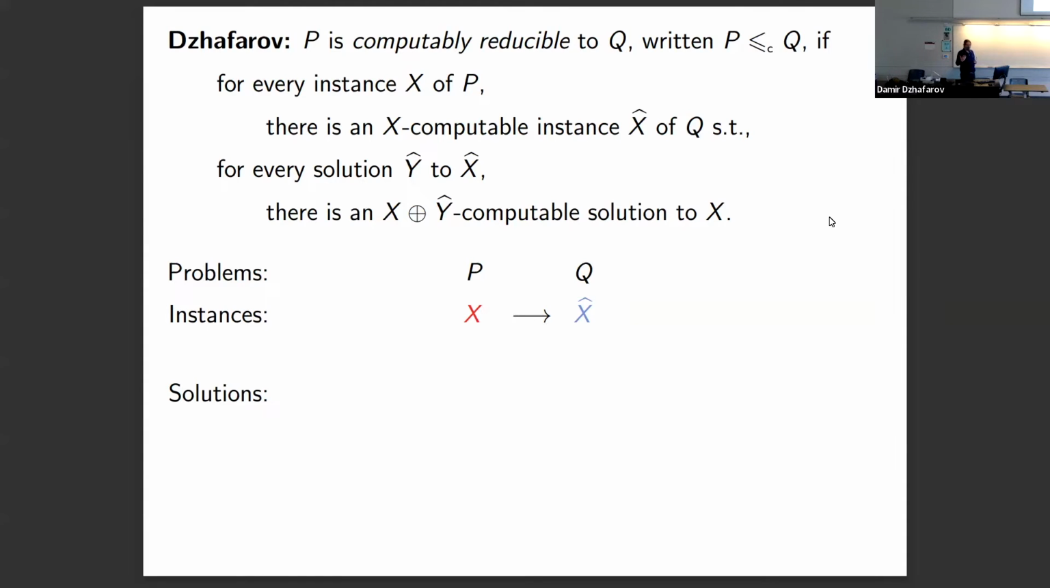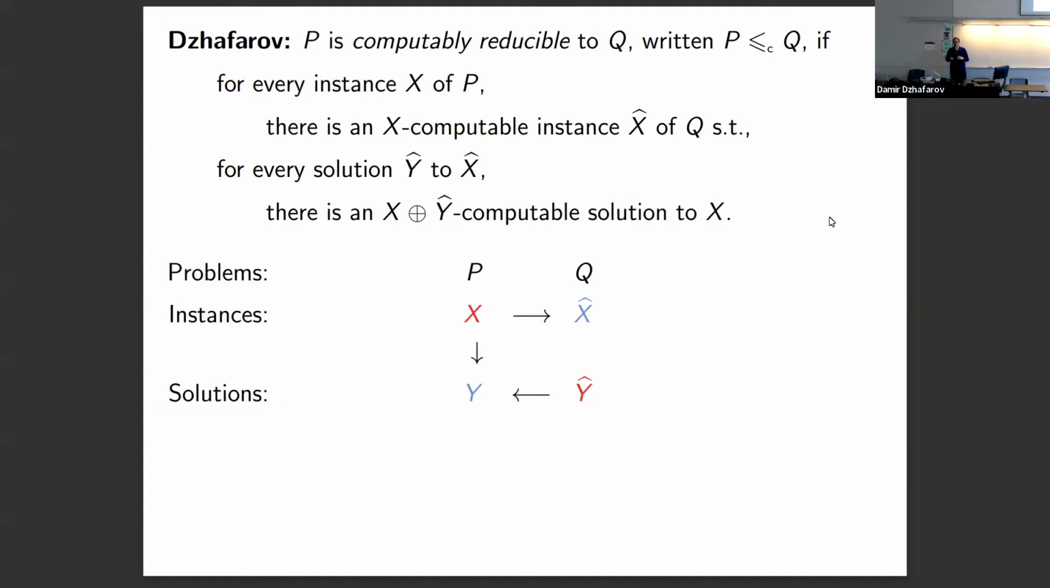Then the next move, you have to give me a solution of x hat. You don't have to be computable in any way; you just have to give me a solution. Presumably you're going to give me the weakest, most useless solution you can think of. And then, using that data, both the x and the original problem, and in particular your solution y hat, I should be able to computably obtain a solution y to my original problem.